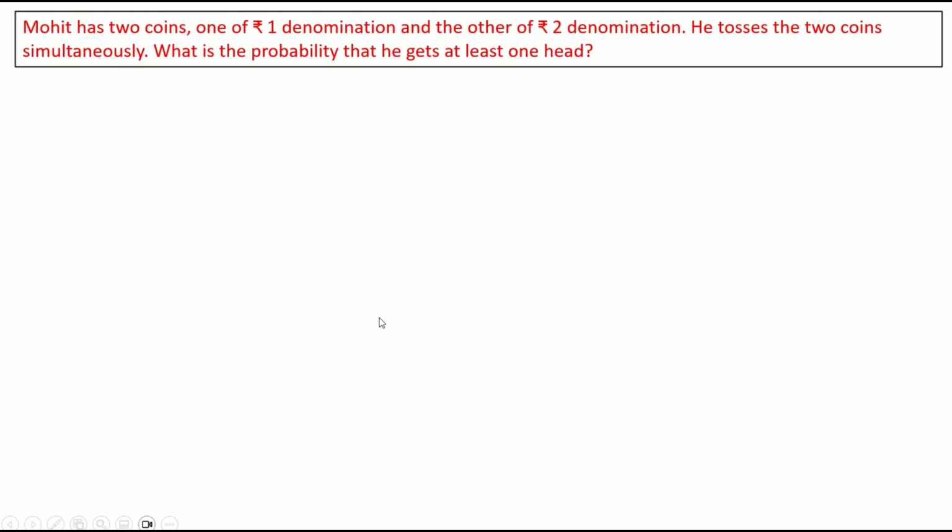The first one: Mohit has two coins, one of one rupee denomination and the other of two rupee denomination. He tosses the two coins simultaneously. What is the probability that he gets at least one head?